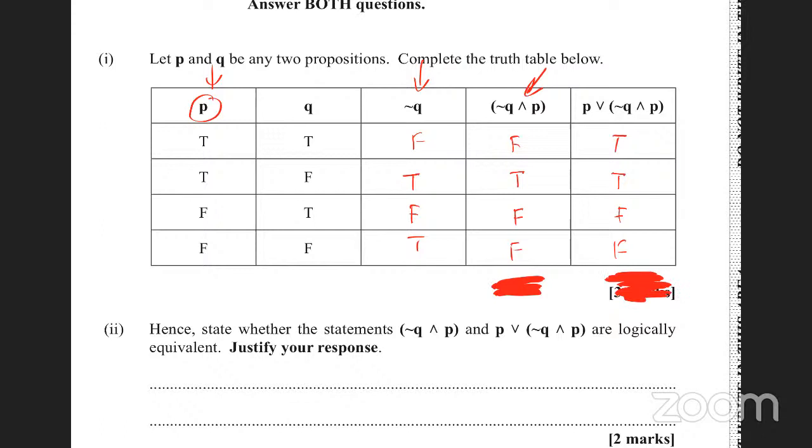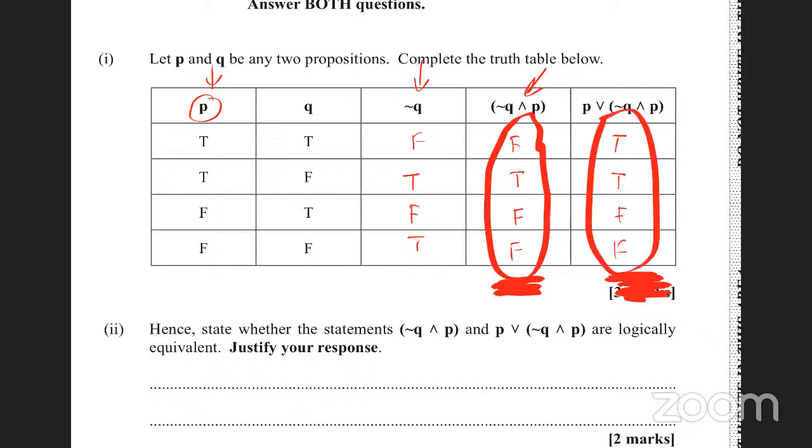No, it's not the same. All the truth values have to be identical. No, contradiction is all false. Your answer is they are not logically equivalent.